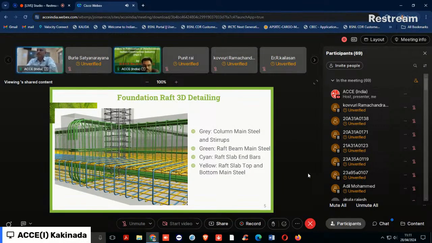Now, this is a rebar detailing we are seeing. That is a clear-cut explanation of the various bars going from one location to another. This is a raft foundation detailing with a raft slab like this, and we have a raft beam also there, and the column bars also there. This is the raft top steel, and the green one is the raft bottom steel, and these are the end bars of the raft. We call these loops the end anchors in the raft slab, and the yellow one is nothing but the raft slab top and bottom steel, and this gray or black color shows the steel of the column.